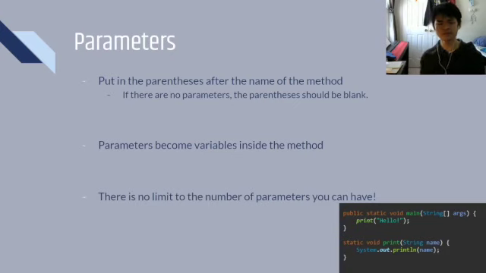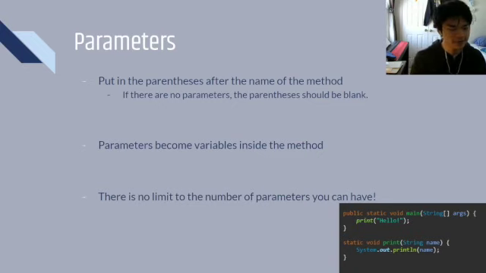So here are parameters, and parameters are put in the parentheses after the name of the method. So we have the main method here, and inside the main method we have a parameter, which is a string array called args. Alright, so that's the main method. Now, we can see in the bullet points, parameters become variables inside the method. So in the main method here, we are calling a method called print, and we are giving it a string.